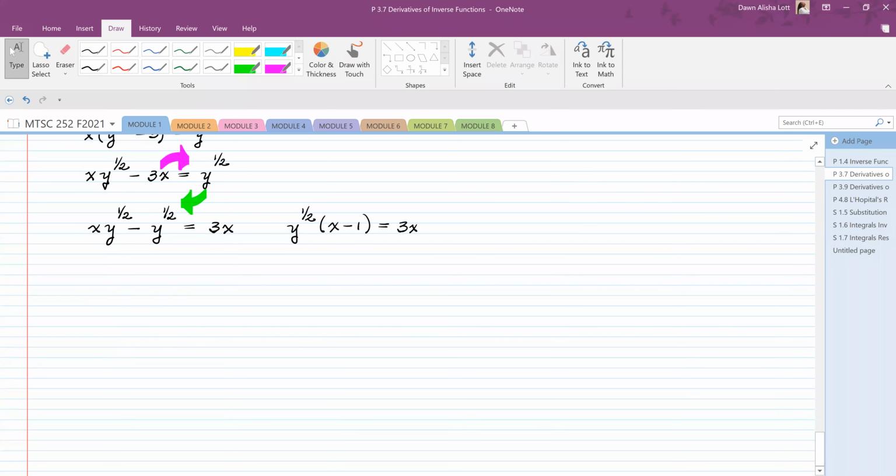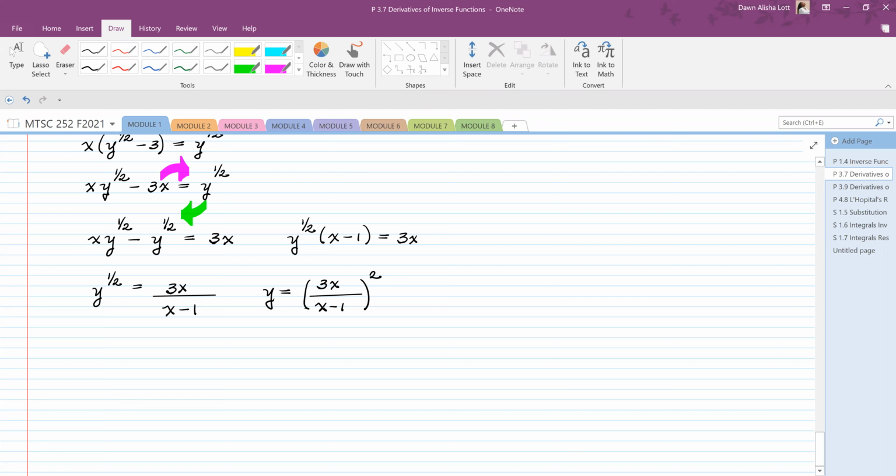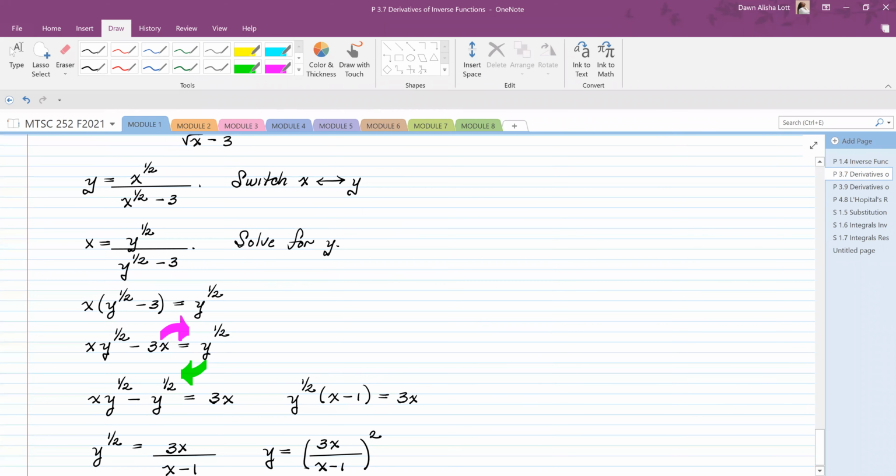So now I get y to the 1/2 power is 3x divided by x minus 1. And so therefore y turns out to be 3x over x minus 1, squared. But there's a restriction. So let's think about our restriction.